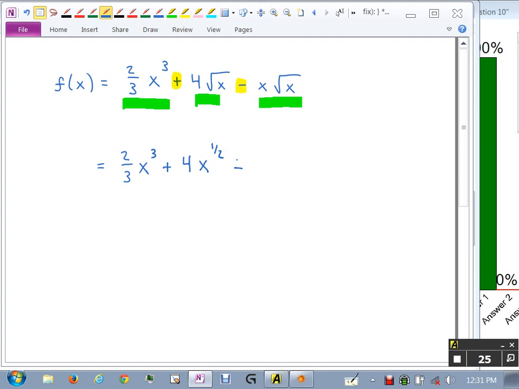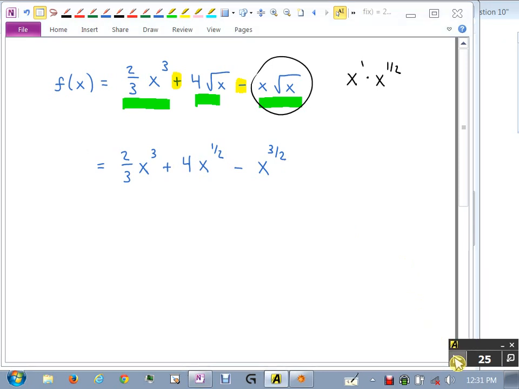Minus x to the 3/2, right? I should probably circle the whole thing. That's x to the first power times x to the 1/2 power. That's what that is, right? So you add the exponents. 1 plus 1/2 is 3/2. So we have x to the 3/2 there. Okay, real quick, are we good or not?